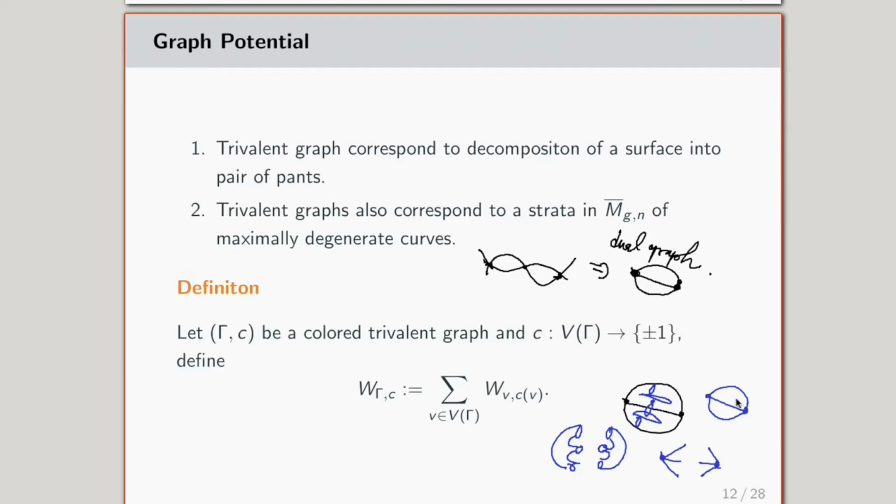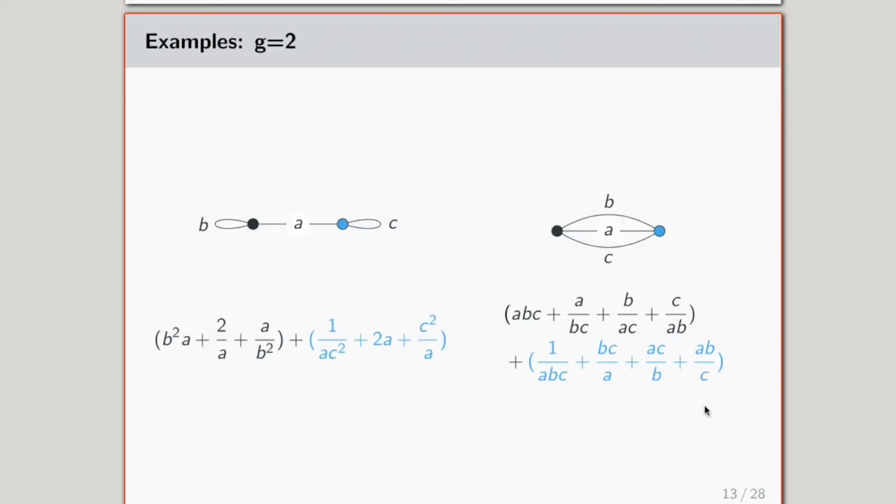So this is what I'm going to call the graph potential, because it's a potential, a Laurent polynomial associated to a graph, and here, if it's a closed graph, then it's a Laurent polynomial on the total number of edges in the graph. Okay, so let me do an example, a concrete example. So here is a genus 2 example. So there are two graphs. Okay, so let me do this one.